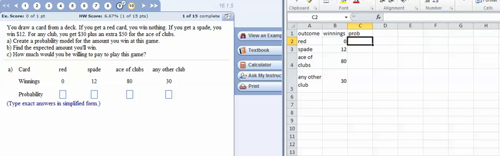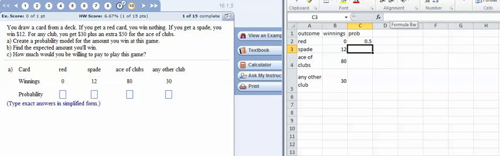And the reason it was $80 is because it's $50 for the ace of clubs plus an extra $30. Now here's where it gets tricky, because you have to think about these probabilities. The probability of a red card: half the deck is red, so there's 52 cards in the deck, 26 divided by 52. If I put an equal sign, it does 0.5 for me.